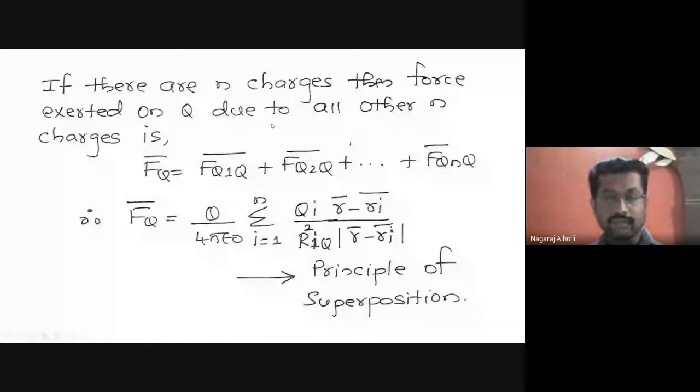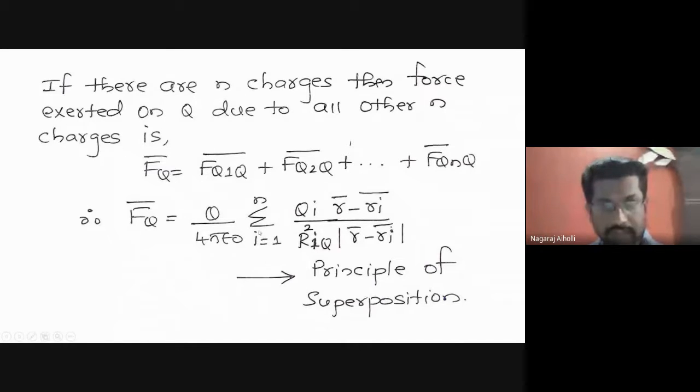What is common in all, students? Q by 4 pi epsilon naught is common. Yes or no? Q by 4 pi epsilon naught is common in all the terms, so take it outside. Therefore, we have Q by 4 pi epsilon naught. Then what will be the remaining terms?